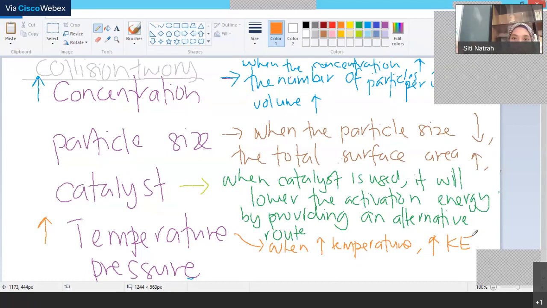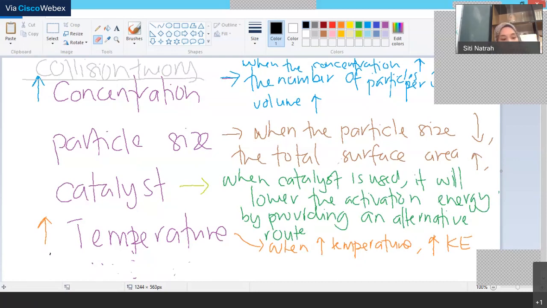Kita punya pressure ni pun kena tinggi. Okay, so lepas kamu tahu semua ni, kamu boleh tahu keyword dia ni: concentration, particle size, catalyst, temperature and pressure. So cikgu padam yang temperature ni nak ni adalah collision punya theory. Okay, kamu boleh nampak. So lepas tu kamu boleh tambah je.